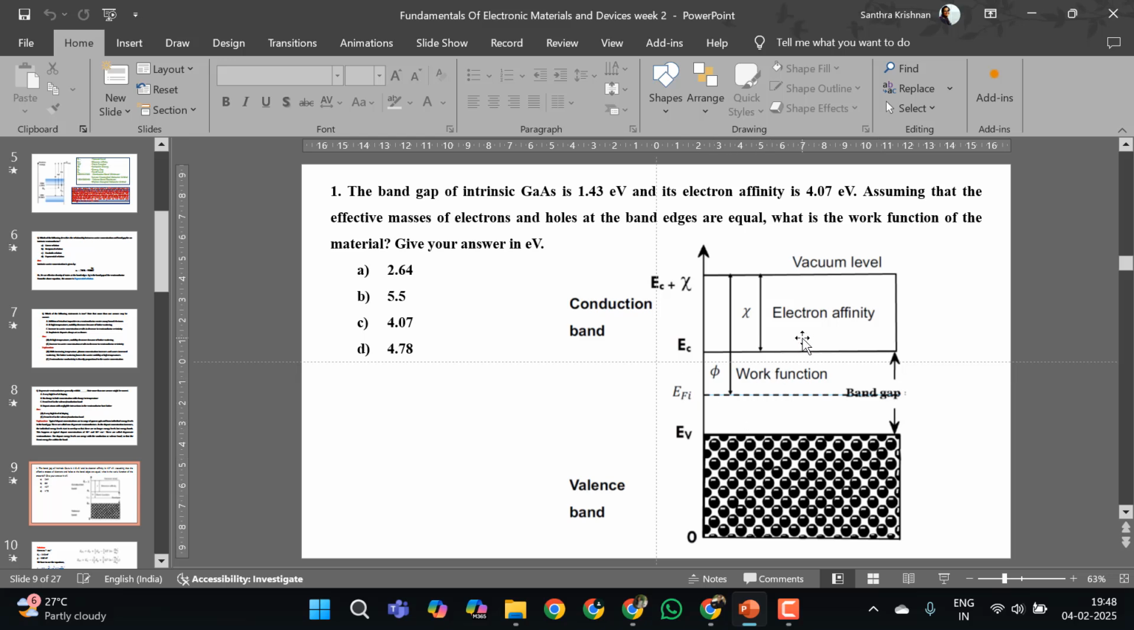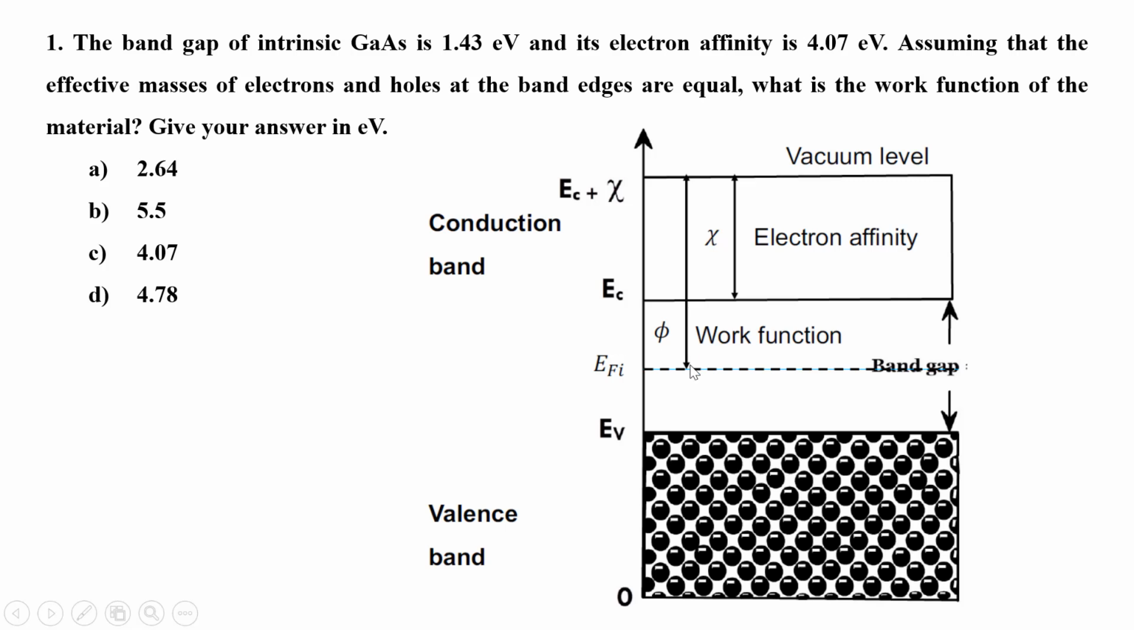We may remember that electron affinity is removing an electron from the conduction band minima to the vacuum level. Work function is removing from the Fermi level to the vacuum level, and band gap is the difference between the valence band and conduction band. Here the band gap is given as 1.43, so it is intrinsic in nature. Assuming no temperature is given, let us assume it is at equilibrium, so the center of the band gap will give us the Fermi level. So 1.43 by 2 will give us the Fermi level.